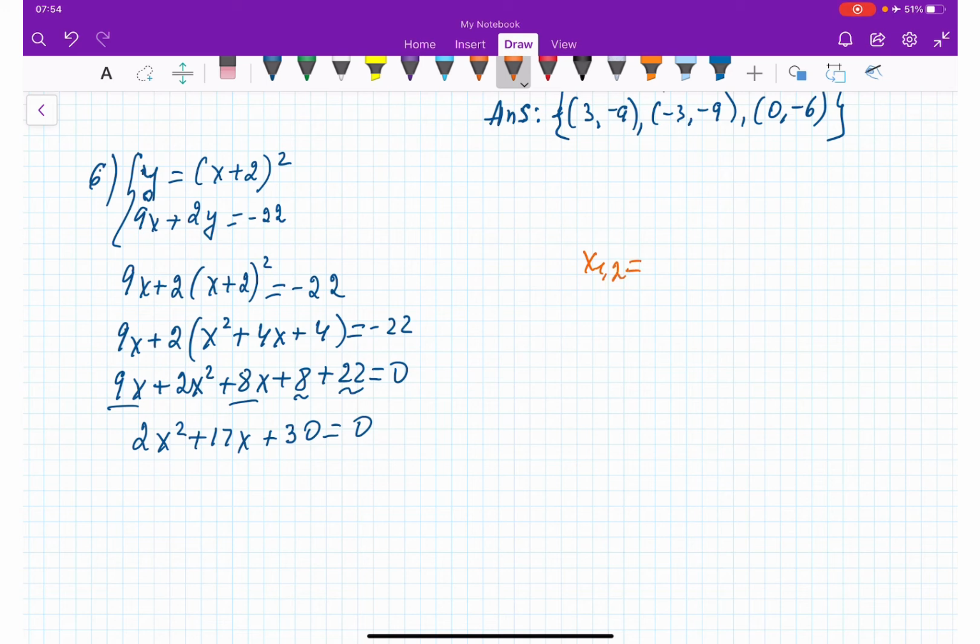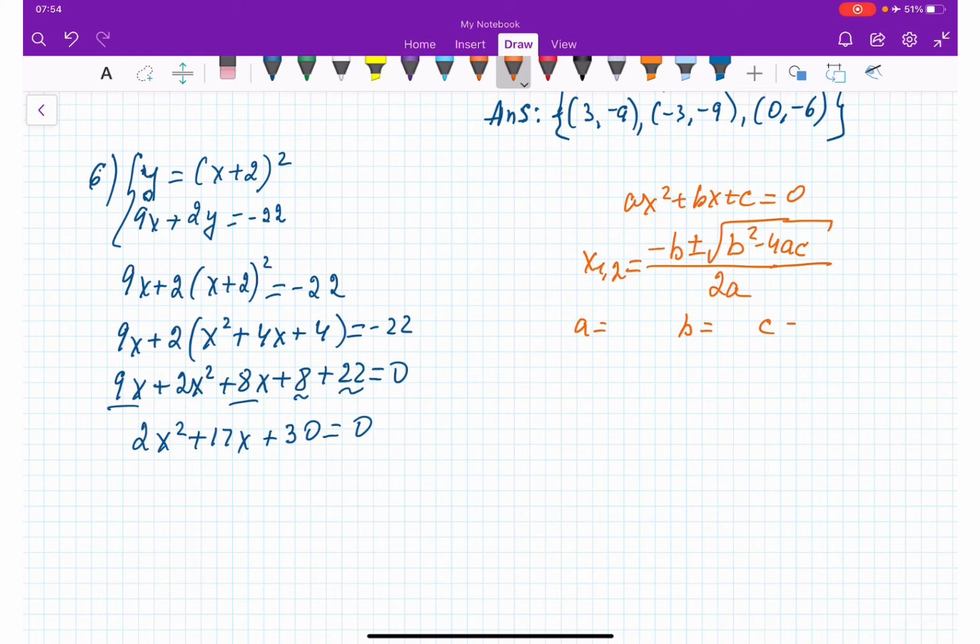So x12 is equal negative b plus minus square root of b squared minus 4ac, divided by 2a. I call it the universal method because you can apply it to absolutely any quadratic equation. And we have ax squared plus bx plus c equals 0. So my a, b, and c: my a is 2, b is 17, c is 30. Okay, let's start working.